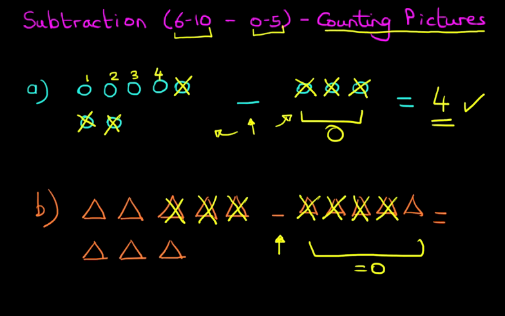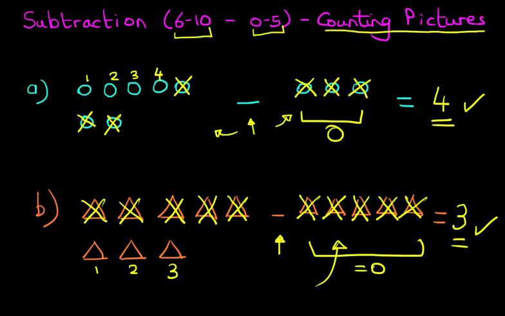We're going to cross one more on the right and one more on the left. One more on the right and one more on the left. And what do you notice? We have 0 on the right hand side. So we've done all the crossing. Now we need to count how many triangles are left on the left hand side. So let's count them. We've got 1 here, 2, 3. And that is our answer.